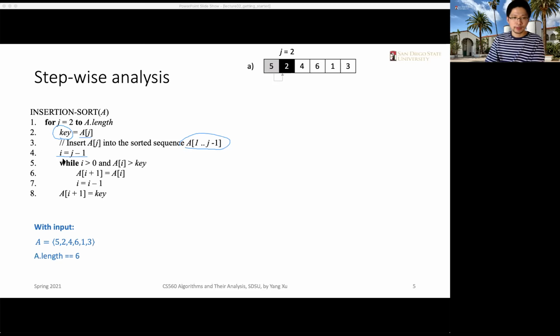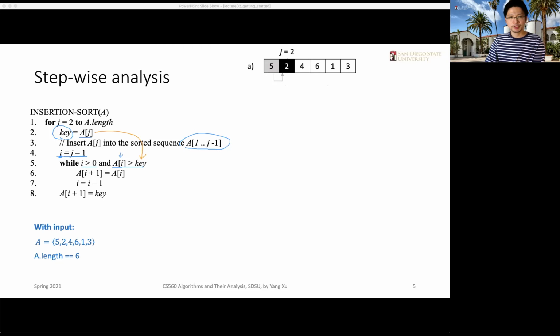So we let i be the starting position of the while loop. The while loop will continue executing under the condition that i should be greater than 0, and also the element A[i] should be greater than the key. We already know that the key has the same value as A[j]. So let's look at the first iteration again.